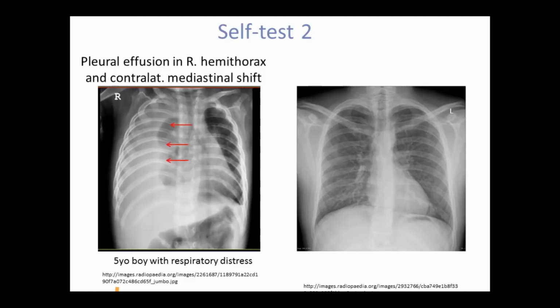The patient, a 5-year-old boy with respiratory distress, has a pleural effusion in the right hemithorax, as shown by the diffuse opacity in the right hemithorax. Furthermore, there is a contralateral mediastinal shift towards the left as well.